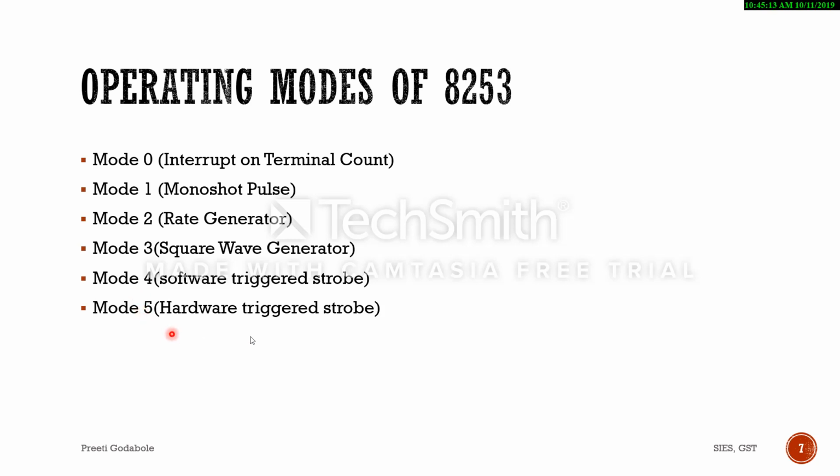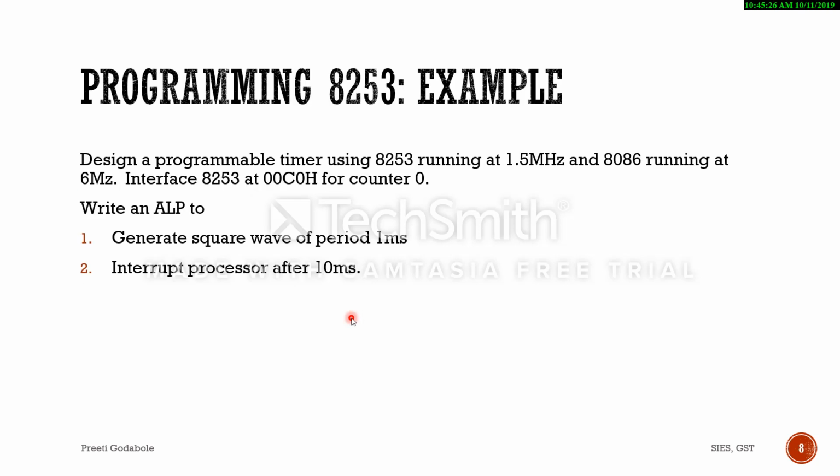Mode 4 is called as software triggered strobe, and mode 5 is hardware triggered strobe. The countdown process will begin in both the cases with the help of a strobe signal, and in both the cases the gate is going to act as a strobe signal. The details of operating modes of 8253 will be covered in the next video.